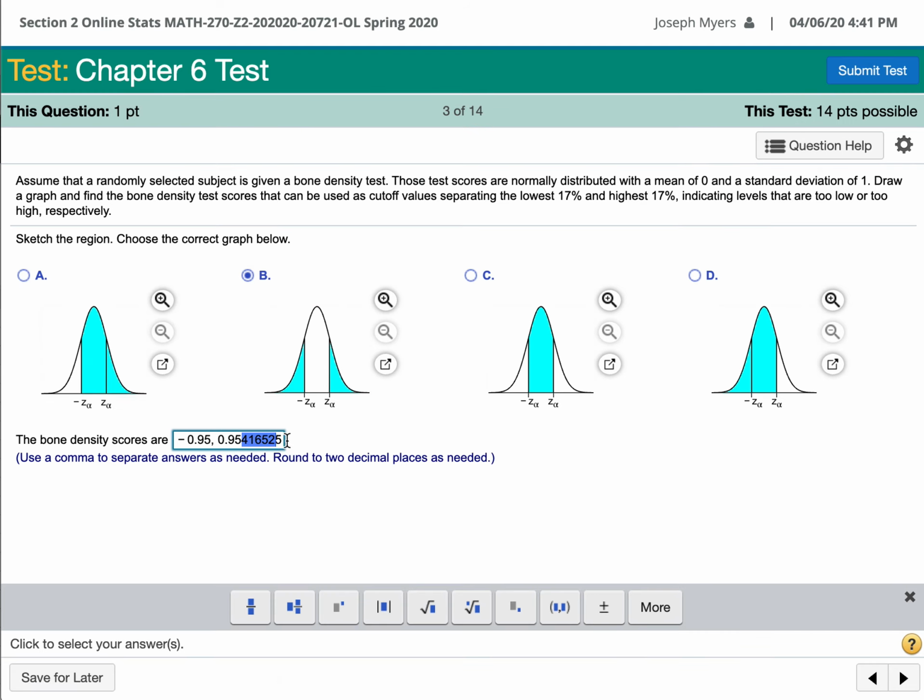Now notice the z-value of the cutoff of the highest 17% is actually the same number, except positive, as the value that separates the lowest 17%. You can see that this graph is symmetric. So if you're doing the lowest percent and the highest percent and they're the same percents, then you'll always have normal distribution cutoff scores that are just the same value but negative and positive.